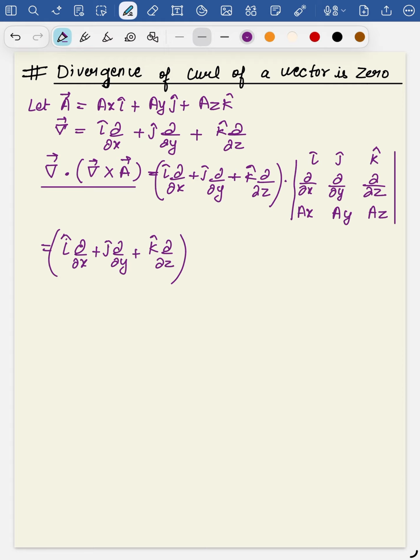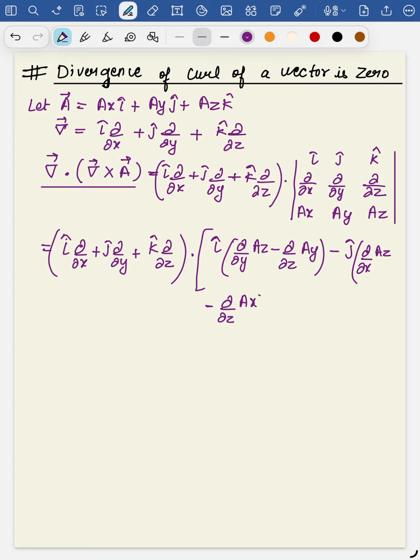So first of all, solve the value of the determinant. i cap (del by del y Az minus del by del z Ay) minus j cap (del by del x Az minus del by del z Ax) plus k cap (del by del x Ay minus del by del y Ax).